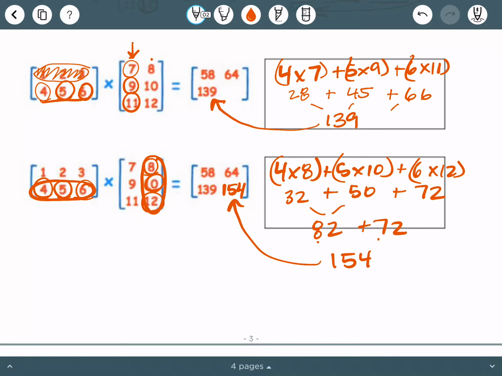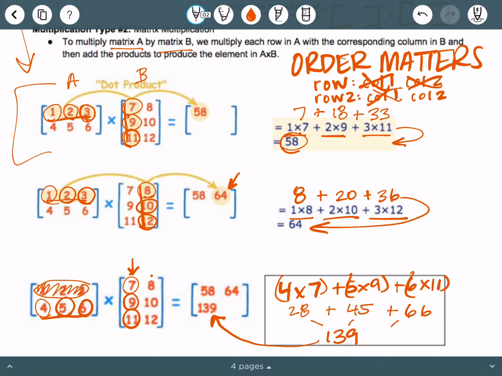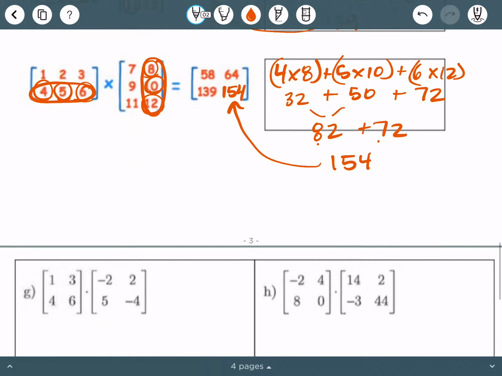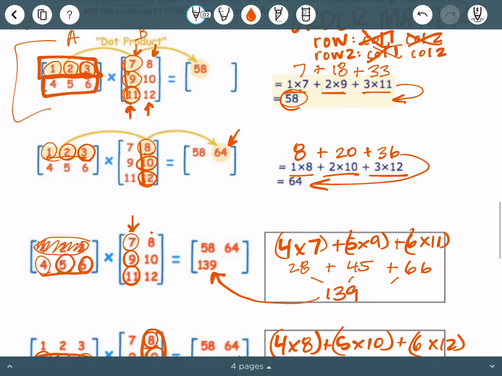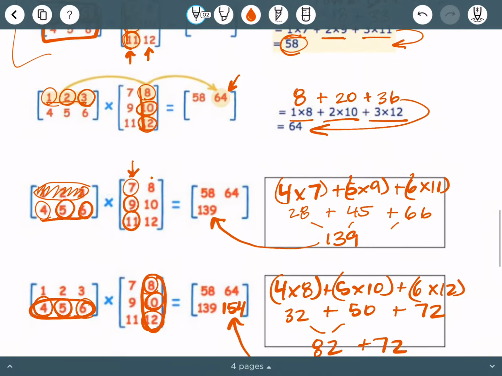Pretty tricky. What we need to remember is that we do the first row, right, goes with the first column and then the second column. And then the second row, no matter how big it is, goes with the first column and the second column. Right, so pretty tricky. It's really, really important that we think about order when we're doing this.